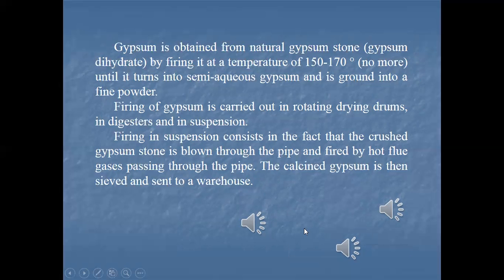Firing of gypsum is carried out in rotating drying drums, in digesters and in suspension. Firing in suspension consists in the fact that the crushed gypsum stone is blown through the pipe and fired by hot flue gases passing through the pipe. The calcined gypsum is then sieved and sent to a warehouse.